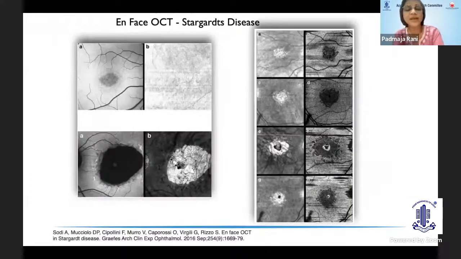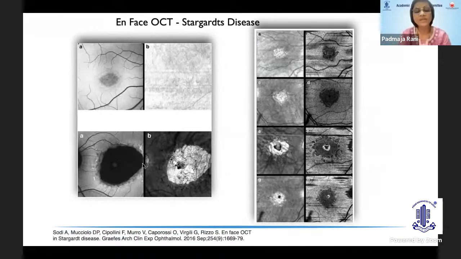Another interesting area where one can use NFAS OCT is in retinal degenerations like Stargardt's. In this article by Sodi et al., they have clearly shown, they compared fundus autofluorescence with the NFAS. This is an example where fundus autofluorescence was showing some amount of hyperreflective changes, whereas in NFAS OCT at the level of the photoreceptor layer, there was no change detected. So this is a patient who was not showing degeneration at the level of the photoreceptor.